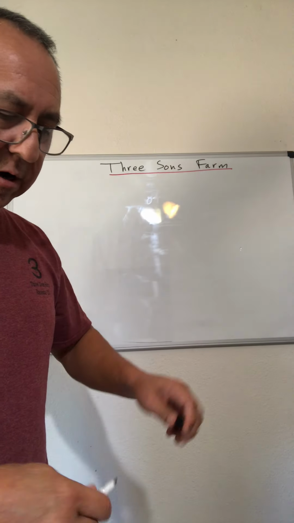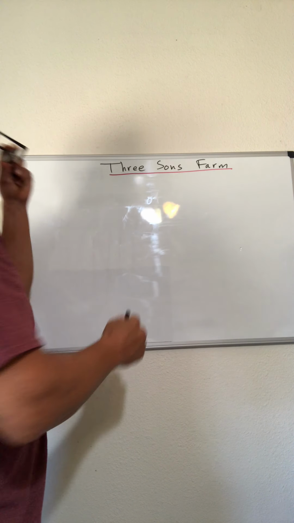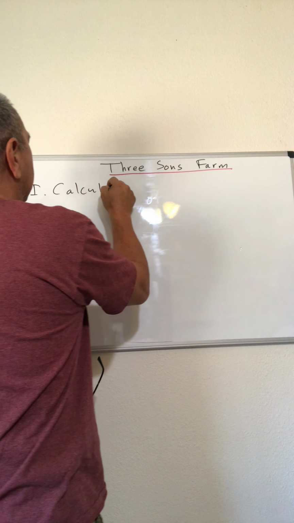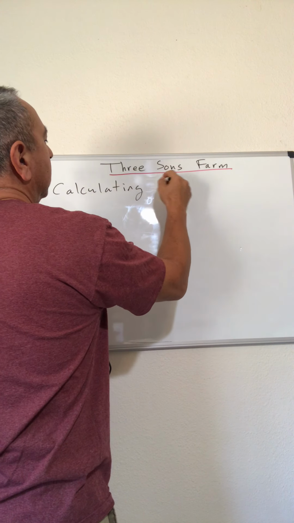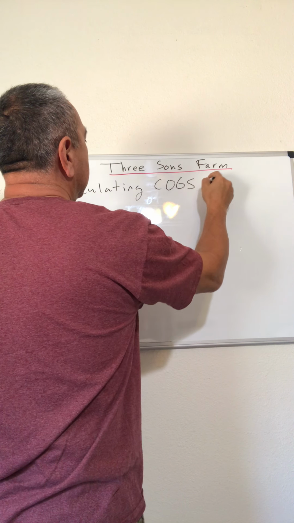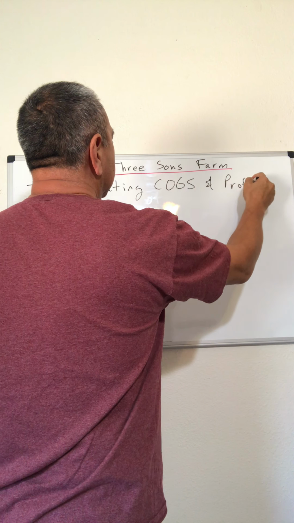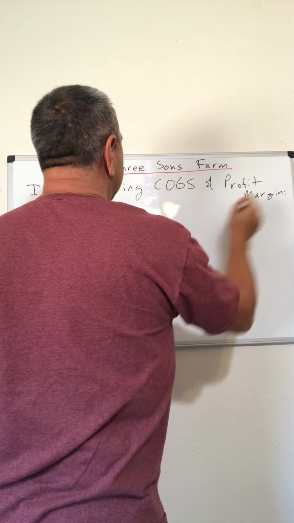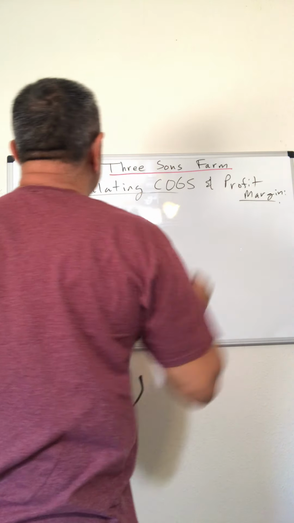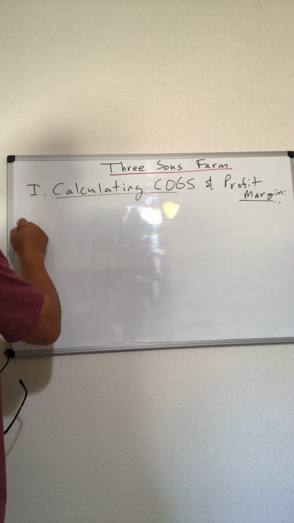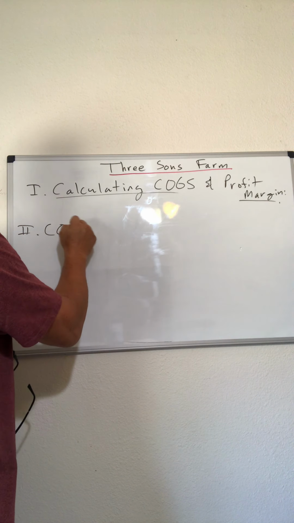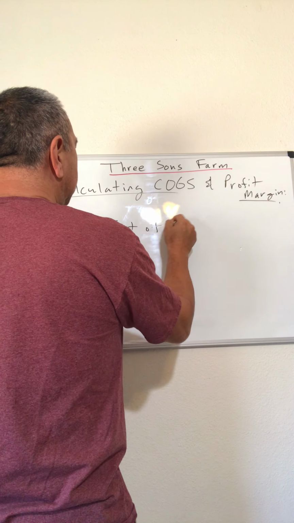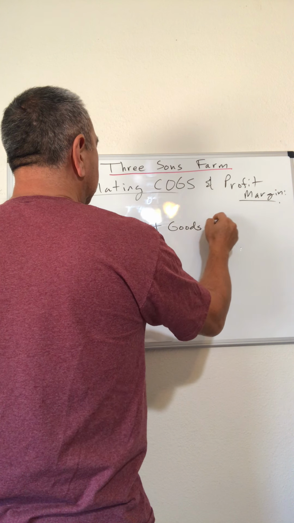So the goal today is calculating COGS and profit margin. That's what we're going to talk about. First, let's look at the definition of COGS. COGS is the cost of goods sold.